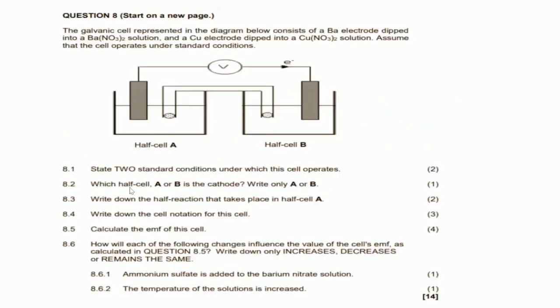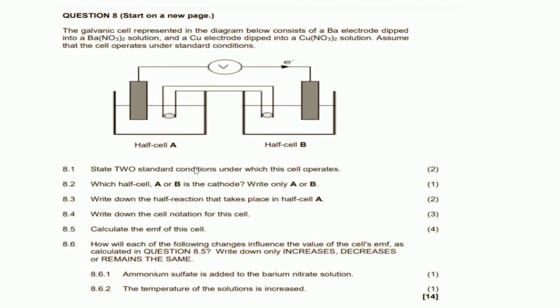Then 8.2, what half cell, A or B, is the cathode? Write only A or B. With this one, you can see that they did not tell us which one is the barium electrode and which one is the copper electrode. So it is our duty to find out which one is the Ba and the Cu. But how are we going to find out?